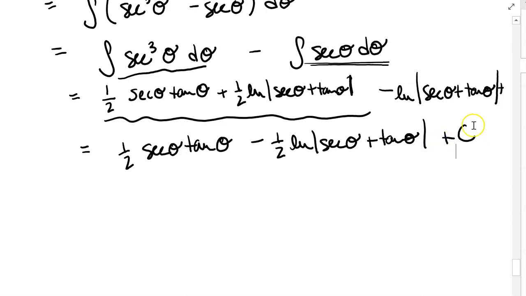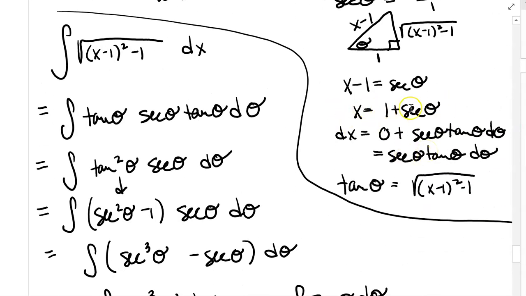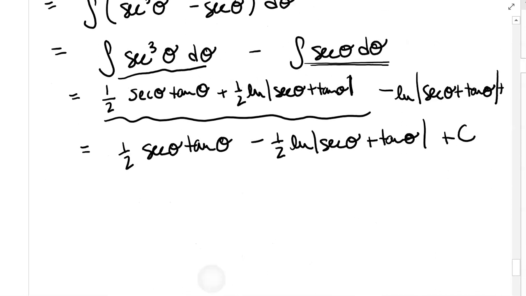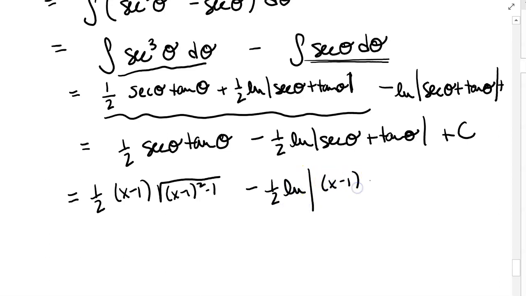Now at this point we have to go and convert back to x's. So look at what we've done previously. We know that x minus 1 equals secant theta, and we know that tangent theta is equal to the square root of (x minus 1) squared minus 1. So I'm just going to plug those things back in. So I'll have 1/2 times (x minus 1) times the square root of (x minus 1) squared minus 1, minus 1/2 times the natural log of the absolute value of x minus 1 plus the square root of (x minus 1) squared minus 1, all plus c. And that will be my final answer.